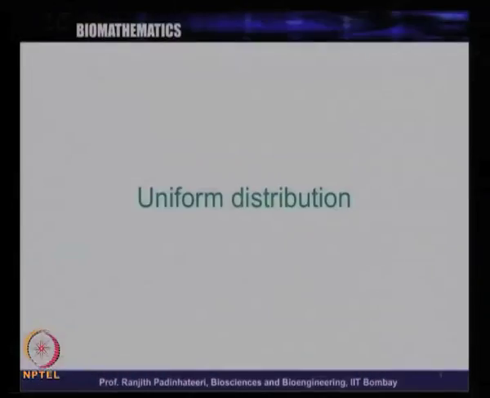We have been discussing statistics as a theme for a few lectures, and we will continue discussing a little more about statistics in the coming lectures. So, today we are going to discuss two distributions: the uniform distribution and the Poisson distribution. The general topic is statistics, and first we are going to discuss something called uniform distribution.